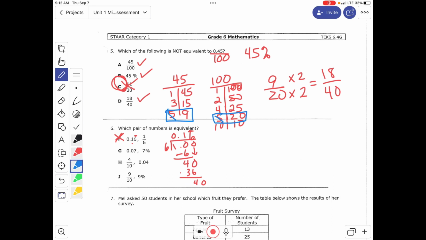For G, it says 0.07. If I move the decimal 2 spaces over, that would be just 7%. That one looks right. H says 4/10. Well, 0.04 means it should be 4 over 100, which is not a 10. Missing a 0. And the last one, percent means over 100, so that should be 9 over 100. So the correct answer is G.